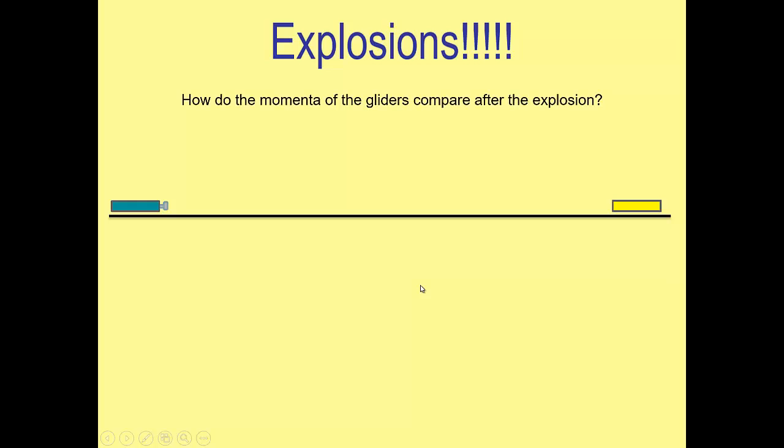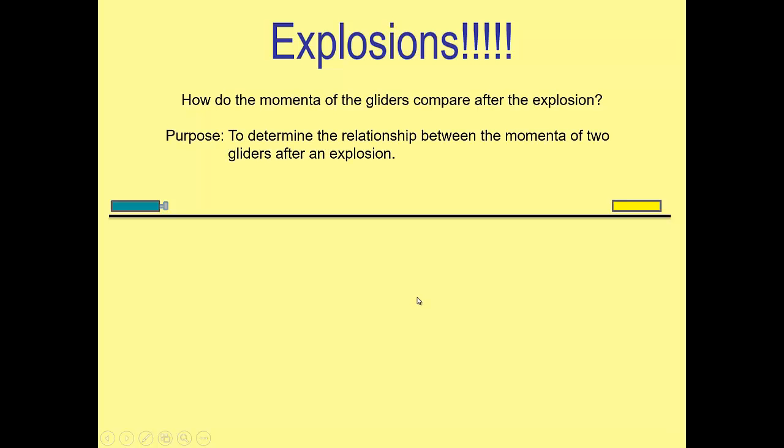Basically, the question we want to answer is whether there's a way to compare the momenta of the gliders after the explosion. How much momentum does this one have versus that one? In the Pivot, I just call these right and left, in the lab sheet, so the right glider versus the left glider. The purpose, if you look at your lab sheet, is to determine the relationship between the momenta of two gliders after an explosion. Is there a predictable pattern that we can come up with? We're going to do several of those in the Pivot.